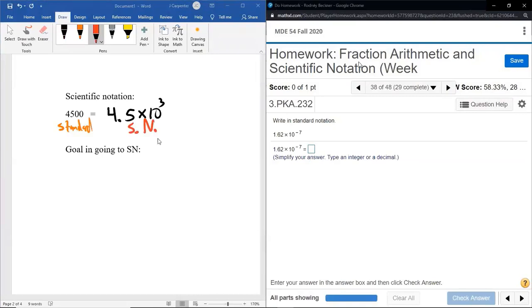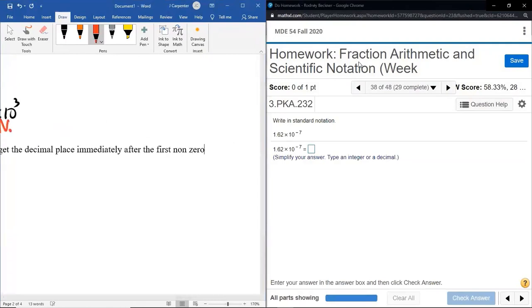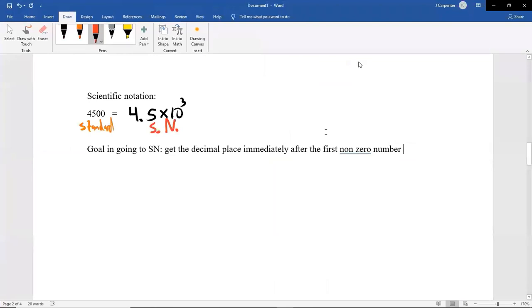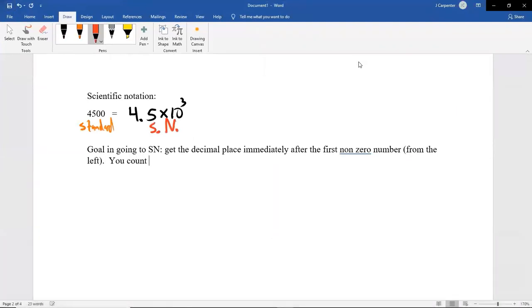Your goal in going to scientific notation is to get the decimal place immediately after the first non-zero number. By first, I mean from the left, of course. Count how many times you have to move the decimal. This will be your exponent.